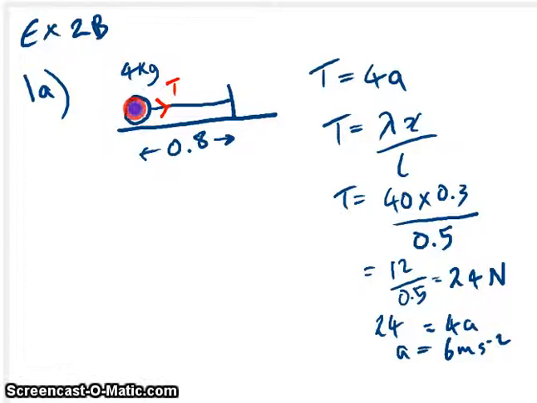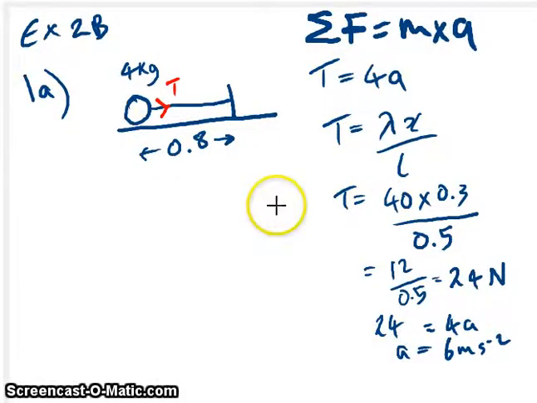We've got a 4 kilogram mass attached to an elastic spring, and the spring's natural length is 0.5 meters. In this case, the spring is stretched to 0.8 meters. It's fixed at one end, and obviously the other end is attached to the mass. So the sum of the forces, which is basically just tension, is mass times acceleration. So tension here is equal to the mass, 4, times the acceleration.